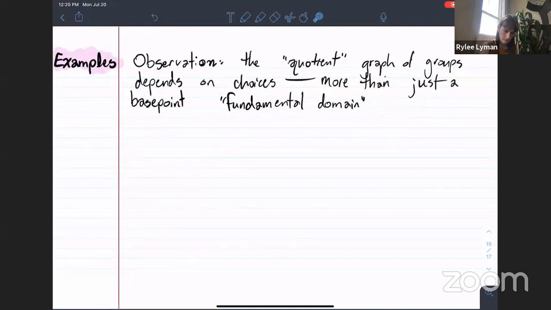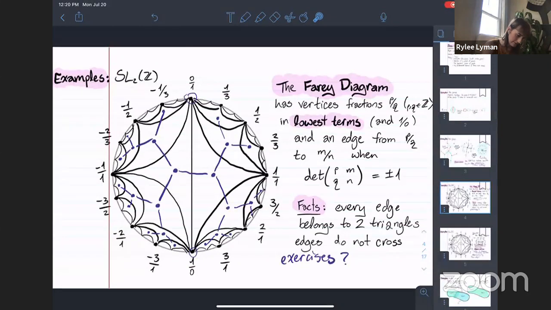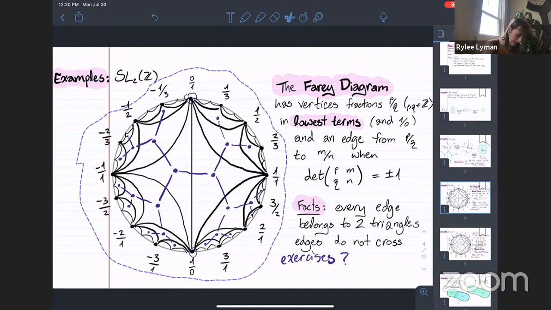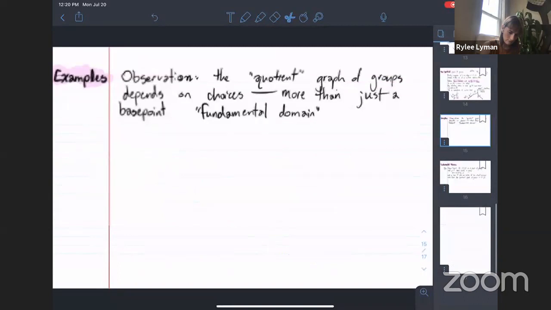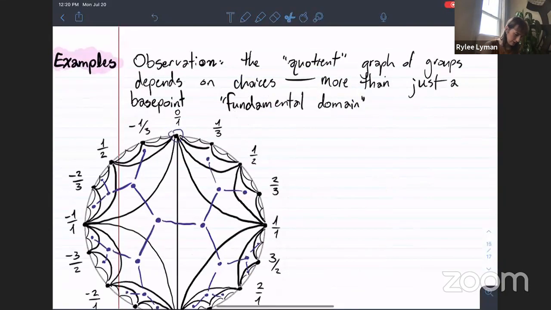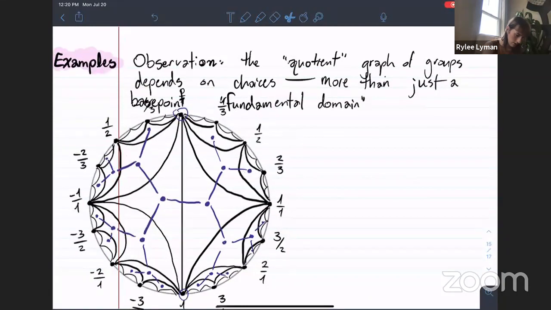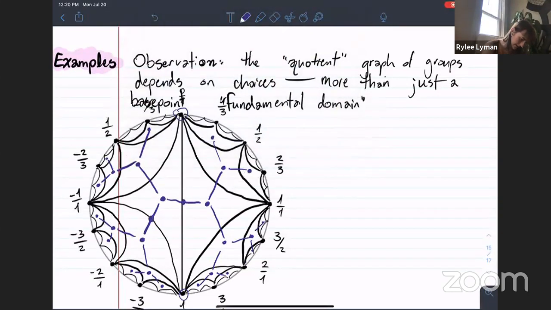Cool. Can I steal my SL2Z? Great. Stealing my SL2Z. So remember what we said. We said that this action was not without inversions. So really what I want to do is replace it by its barycentric subdivision. What that really means is I'm adding one orbit of vertices, and each vertex will correspond to an edge of the Farey diagram. Okay, great.